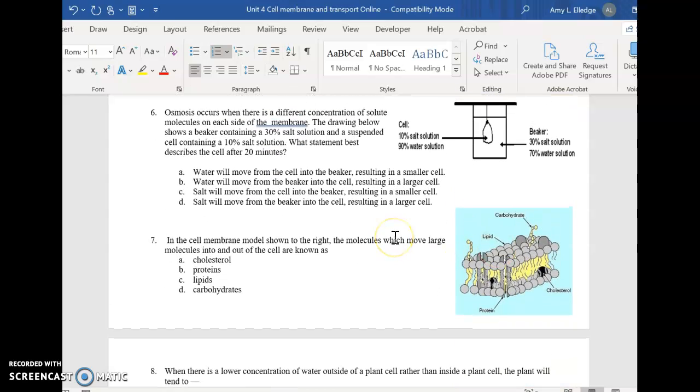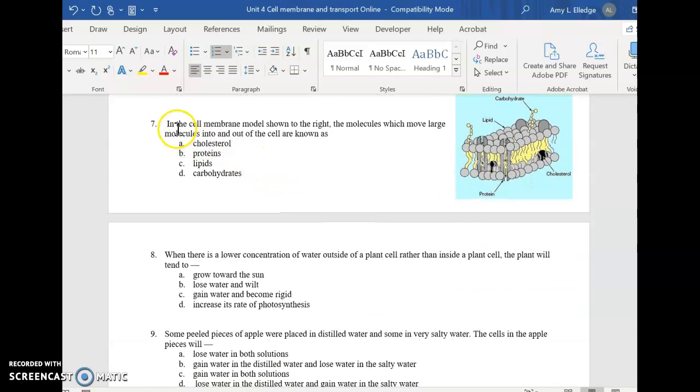Number 6, osmosis occurs when there is a difference in concentration of solute molecules on each side of the membrane. The drawing below shows a beaker containing 30% salt, all right, whereas my cell only has 10% salt. So remember, we're always looking at the solutes, not the water. So looking at the solutes, what's going to happen? Well, remember, water moves towards the most solutes. So that means the water is going to leave the cell and go out into this 30% solution. And so the cell would essentially end up shrinking, right? So water will move from the cell into the beaker, resulting in a smaller cell, is correct.